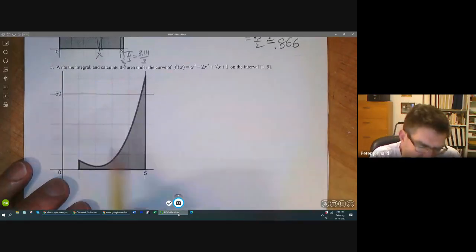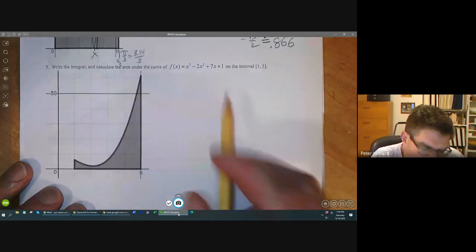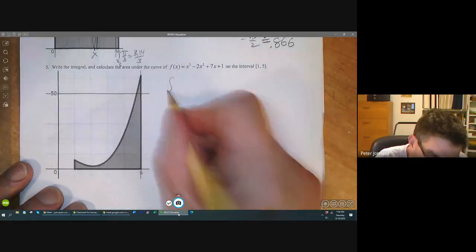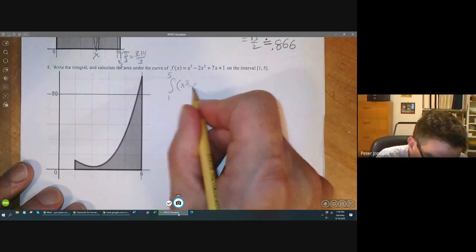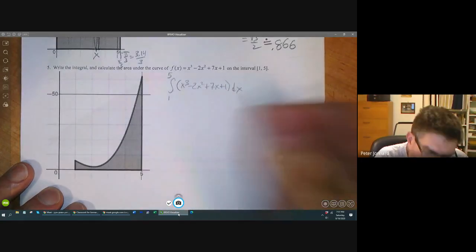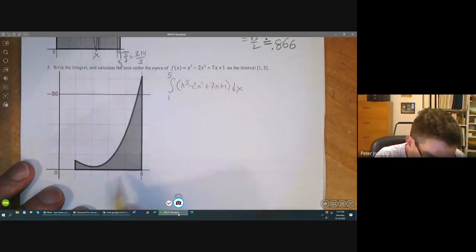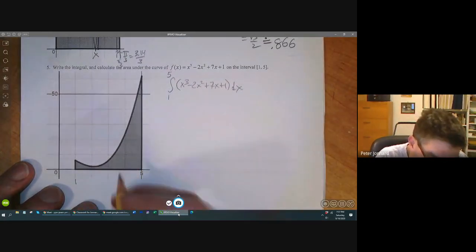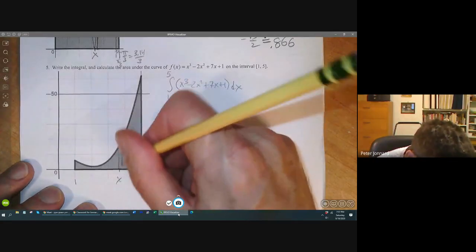Here's a cubic. All right, we have a cubic function on the interval from 1 to 5. And so once again, we just figure out the area going from 1 to 5. This function x cubed minus 2x squared plus 7x plus 1 dx. Don't forget the width. So what we're saying is we're going to take every single value of x from x equals 1 all the way to 5, and every single value of x that we choose, we're going to draw in a little rectangle like this, like a Riemann sum, you know.